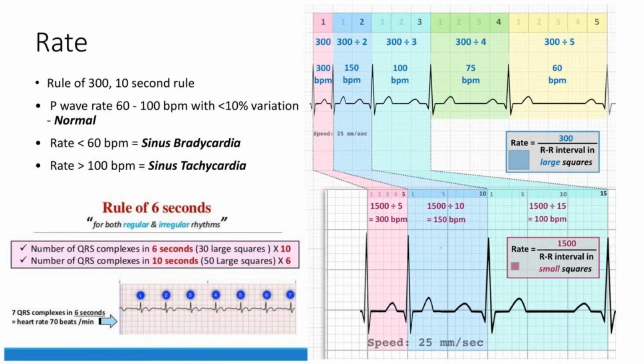Depending on which works for you, you can use that. But usually the rule of 6 is easier for both regular and irregular rhythms. So you choose one that works well for you. Then there is the method using the small boxes. You count the number of small boxes, that is the 1 millimeter boxes, between the QRS complexes, and then you divide 1,500 by that. That also gives you the heart rate. So basically, you have three different methods that you can use to calculate the heart rate. Depending on which you are familiar with or which is easier for you, you can use that.